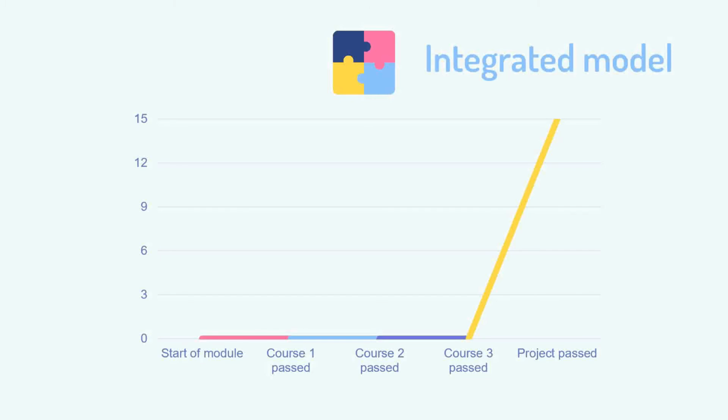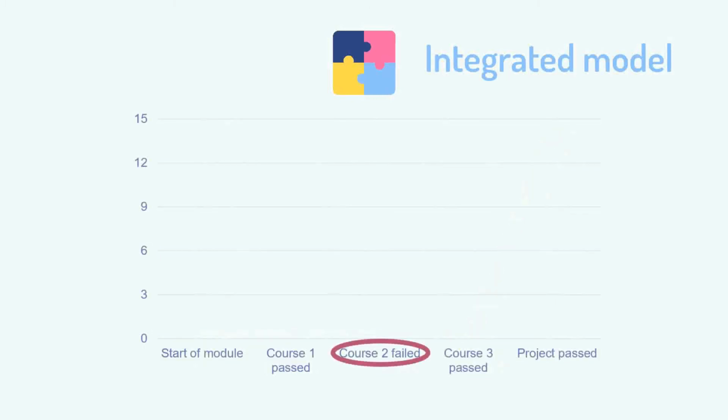Now let's look what happens when you fail a course in an integrated module. You pass course 1, but gain 0 EC. You fail course 2, but still have 0 EC. When you subsequently pass course 3 and the project, you will still have 0 EC, since you failed one of the courses or the project of an integrated module.